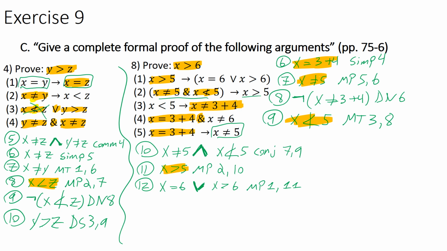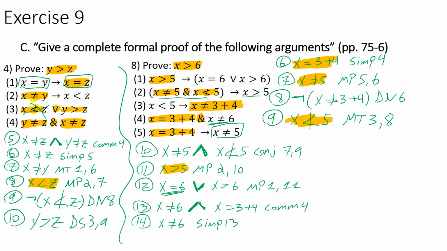On line 4, we have a conjunction. We're told that x does not equal 6, so that contradicts this. So for now, let's say for line 13 that x does not equal 6 and x is equal to 3 plus 4. Commutative rule, line 4.